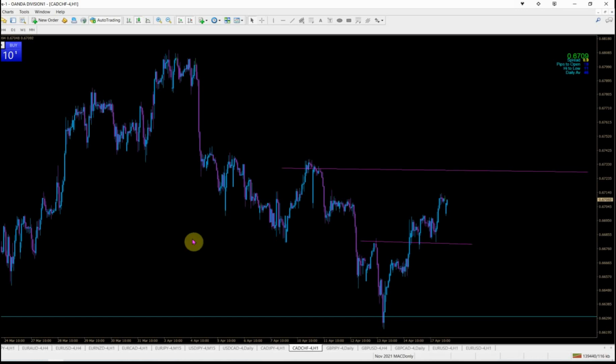But anyway, so pound CAD, pound dollar, euro CAD, euro dollar are kind of the four that I'm looking at. I'm in those two right now. The other two I'm kind of looking for potential entries tomorrow. And yeah, that's about it.